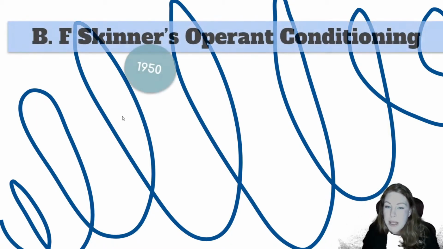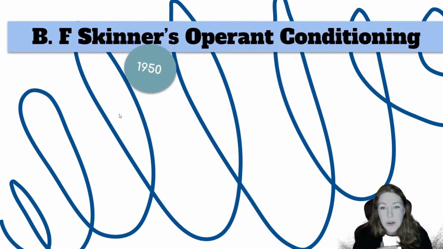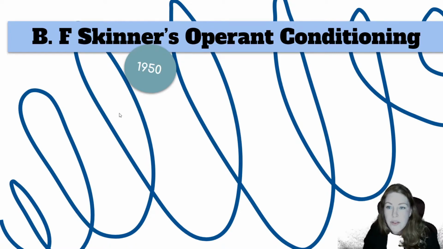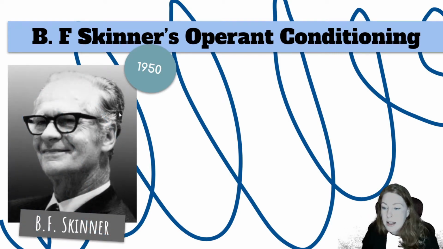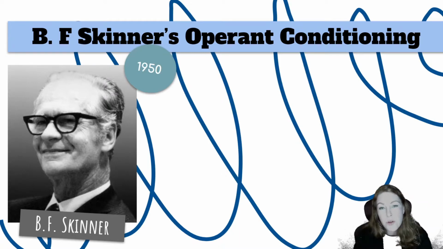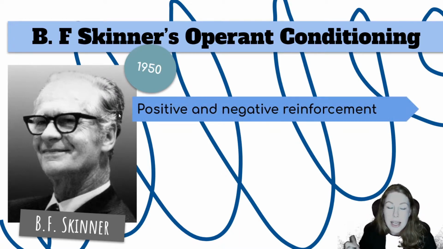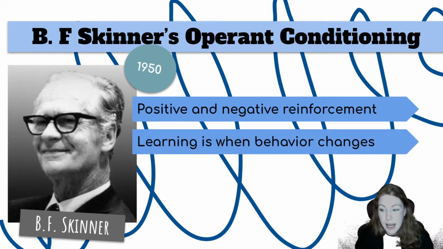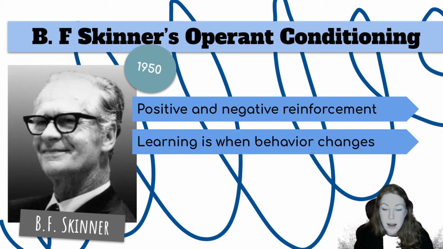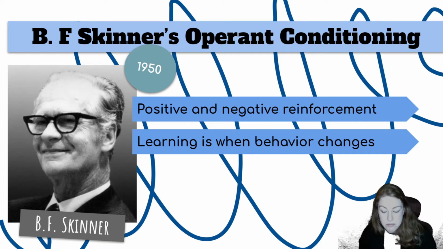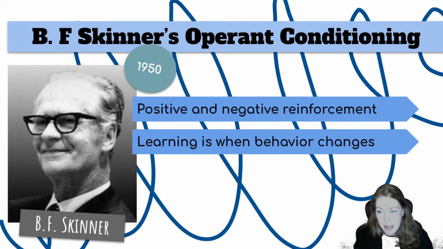All right, continuing on to the conditioning side, we have B.F. Skinner's operant conditioning. So Skinner was in the same school of thought as Pavlov's experiment, but he believed that humans could be conditioned to hold certain behaviors based on positive and negative reinforcement. He also believed that learning happens when somebody's behavior changes. And through this positive and negative reinforcement, they found that people could actually change their own behavior.